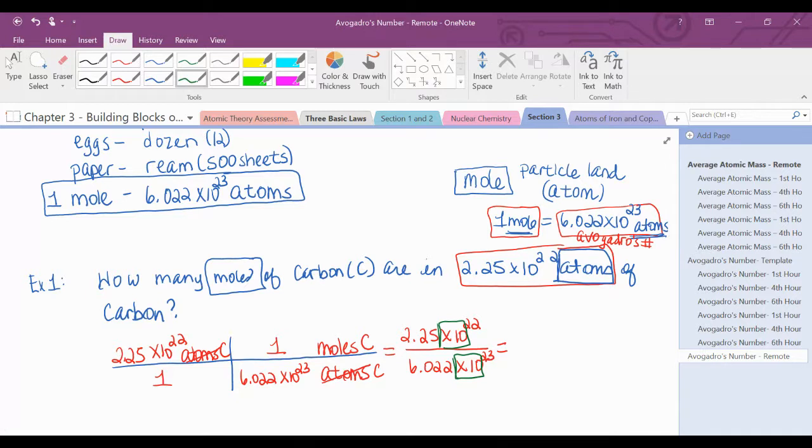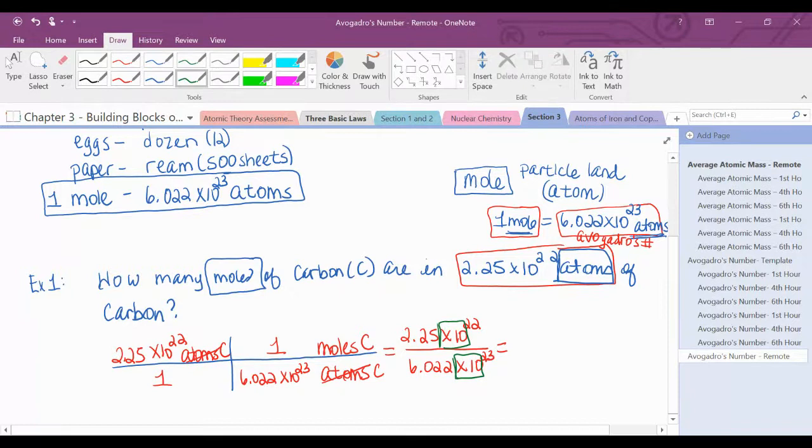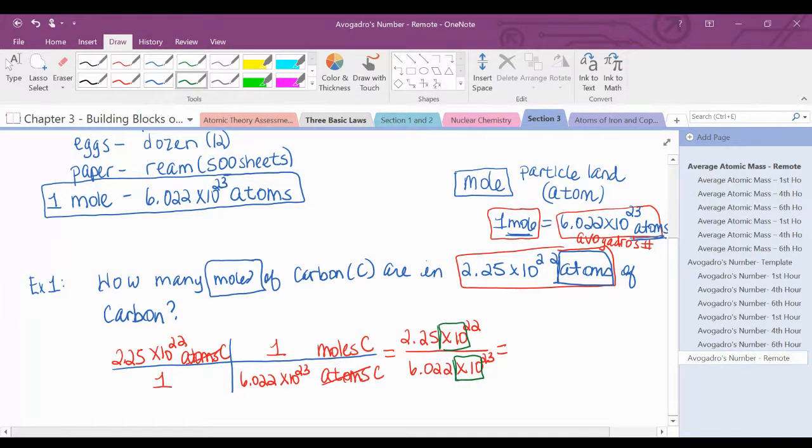2.25, and that EE is probably either second and the comma if you have a graphing calculator, or second x to the negative first if you have a TI 30. And then the power of 10 is 22. Okay. And then we're going to hit the divide sign, and we're going to enter in Avogadro's number. So 6.022. And then again, you're going to use that EE function and the power of 10, which is 23.